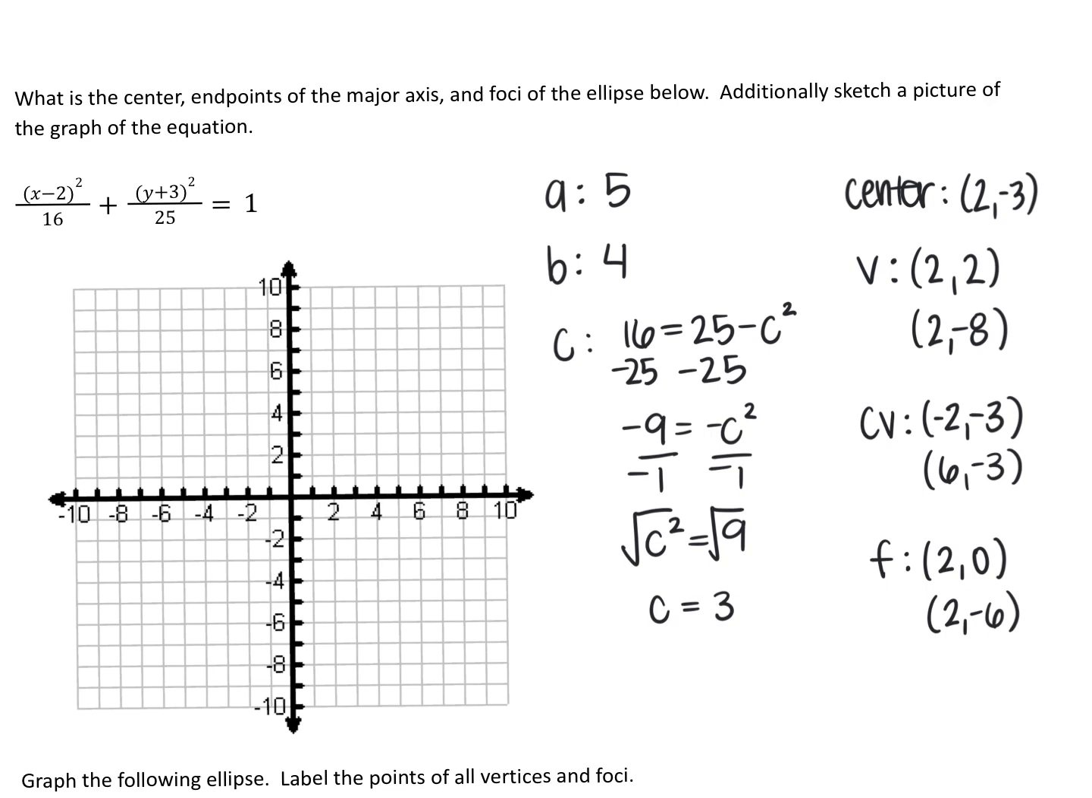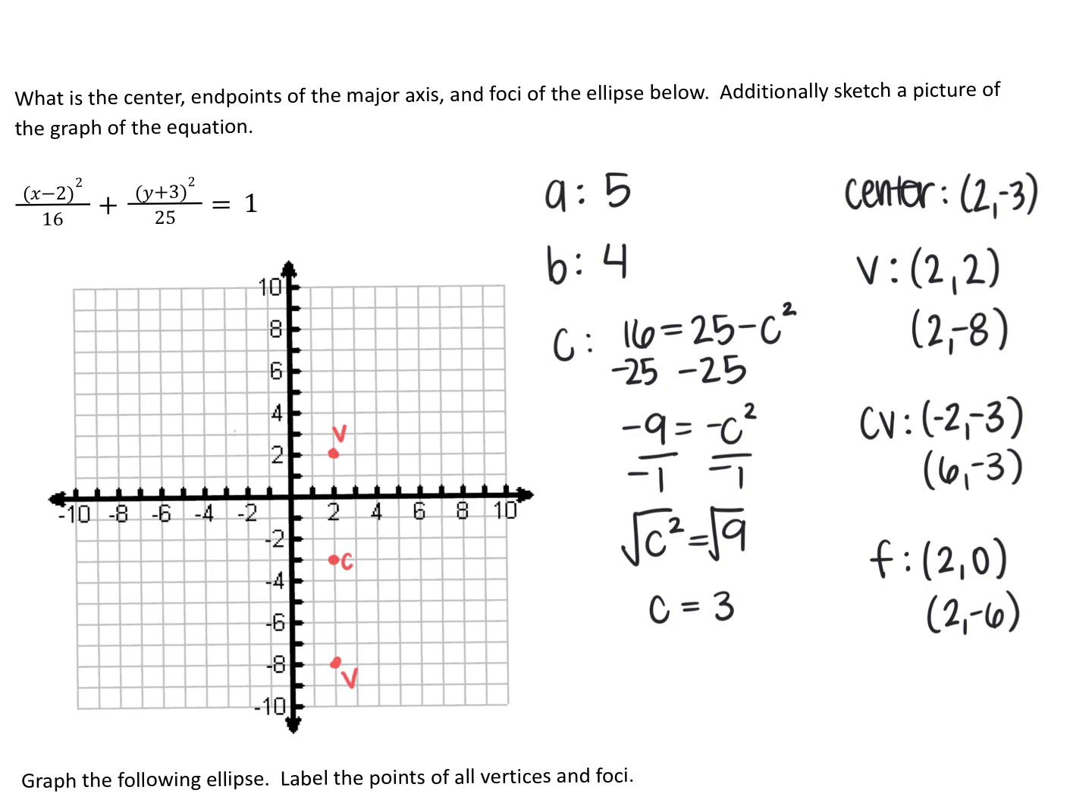So I'm going to go to my center, 2, -3. And then my a value, I'm going to go up 5. And that's one vertex. And I'm going to go down 5. And that's my second vertex. Sorry, I graphed this wrong. So 2, -3. So 2, 2, and 2, -8. So my center and my vertices.